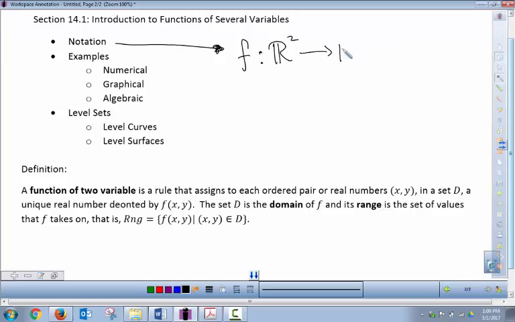So what? The colon says that what's going to come next is going to describe the sets of the domain and the range. And then the domain is the set before the arrow, and the range is the set that comes after the arrow.